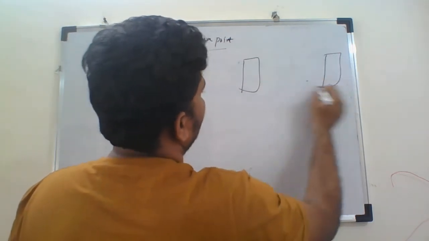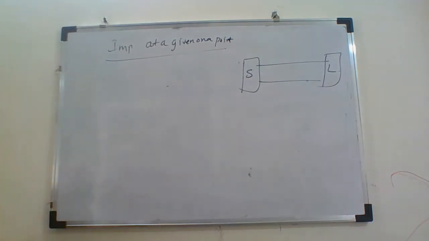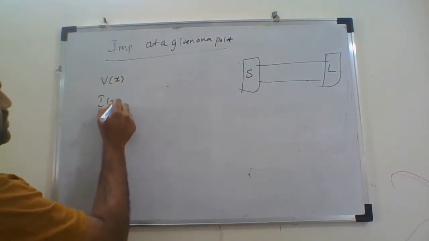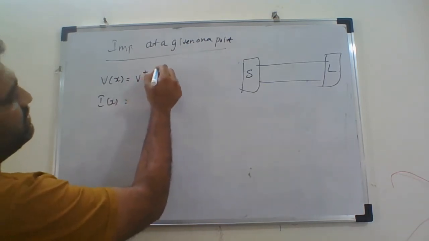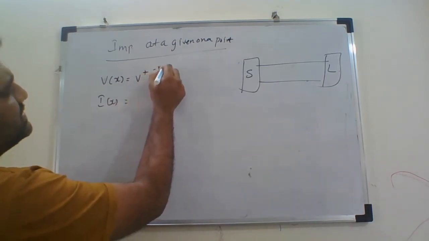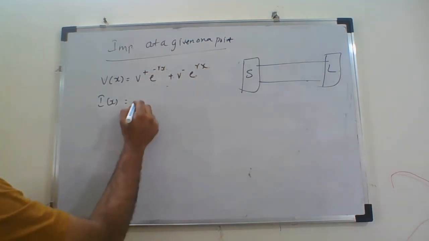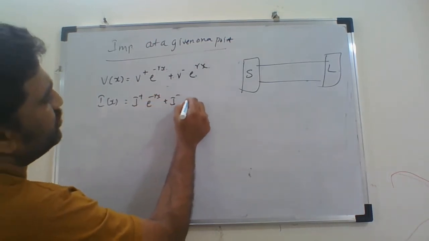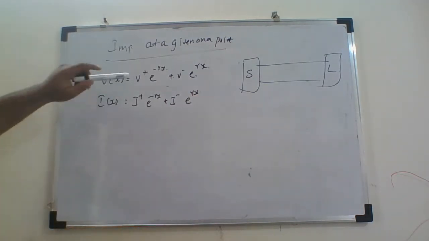connected between the source and load. We have already derived the expressions for voltage and current at the point x, V of x and I of x. So I write the expressions again. V of x is equal to V plus into e power minus gamma x plus V minus into e power gamma x. Similarly, I of x is equal to I plus into e power minus gamma x plus I minus into e power gamma x. So these are the voltages and currents at any point x.